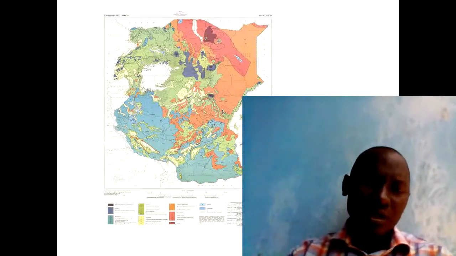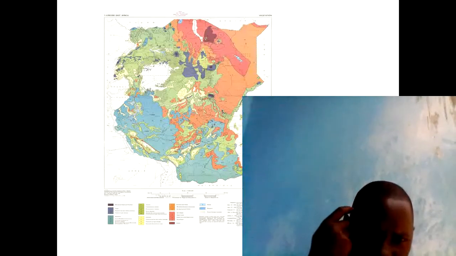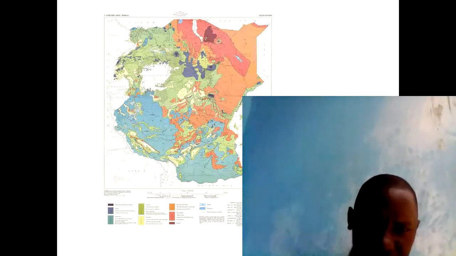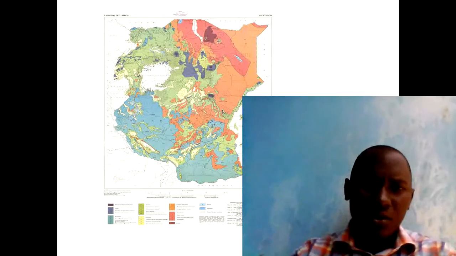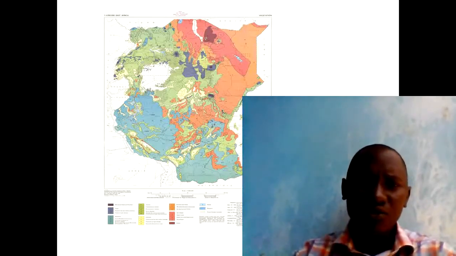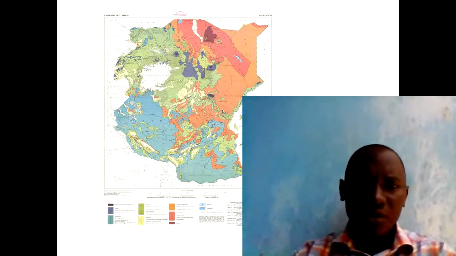So below here we have the map of East Africa, which is showing vegetation distribution. Of course, where you see green, that's where we have the equatorial vegetation, or the evergreen. That's where we have the highest concentration of forest cover. You can see at the coast of East Africa we have that green. That green is depicting the mangrove vegetation.